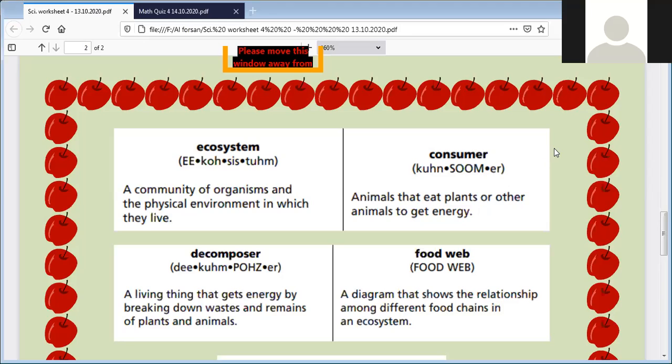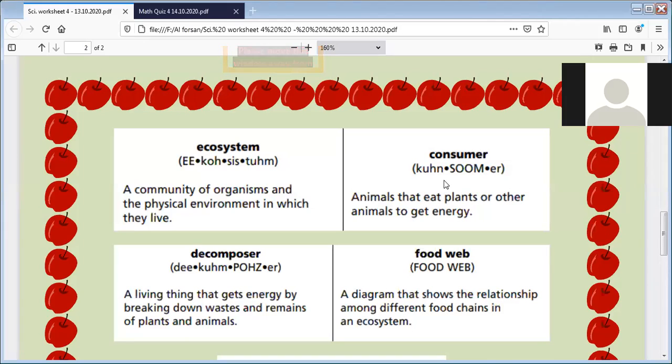Okay, we talked before about the producer. Now we're talking about consumer. What does consumer mean? Firas Raid. Consumer. This one. Consumer. Animals that eat plants or other animals to get energy.